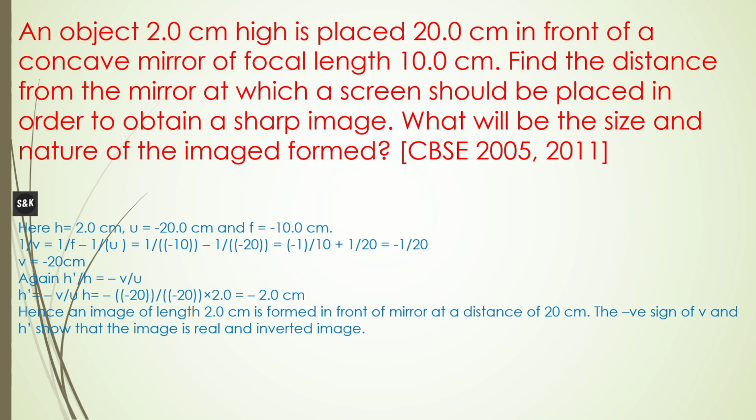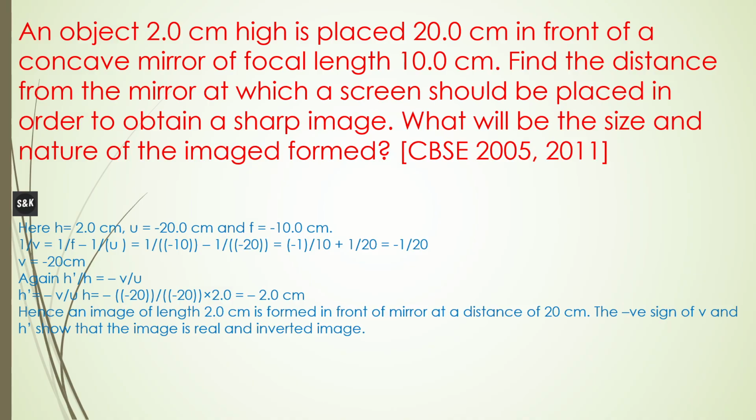An object of 2.0 centimeter height is placed 20 centimeter in front of a concave mirror of focal length 10.0 centimeter. Find the distance from the mirror at which a screen should be placed in order to obtain a sharp image. What will be the size and the nature of the image formed? Here H equals 2 centimeter, U equals minus 20 centimeter, F equals minus 10 centimeter. By the mirror formula, we get the value of V, that is minus 20 centimeter.